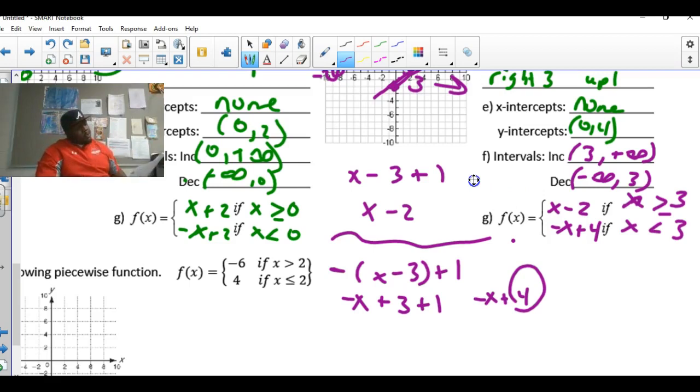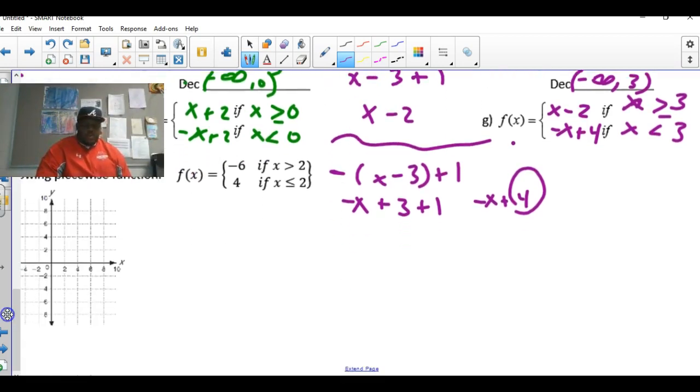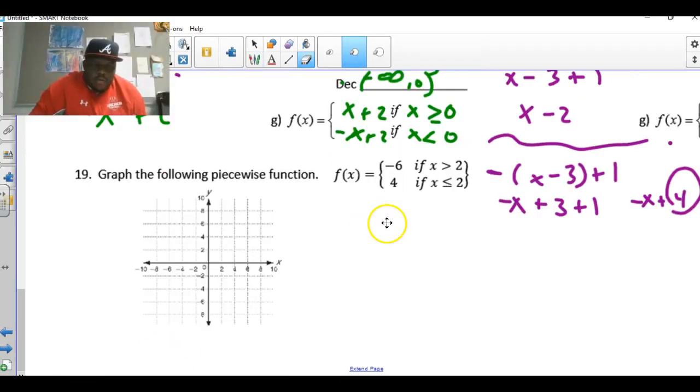Now for this next part, we need to evaluate the following piecewise function. For this piecewise function, guys, the function here is -6, where x is greater than 2. So here's 2, at -6.